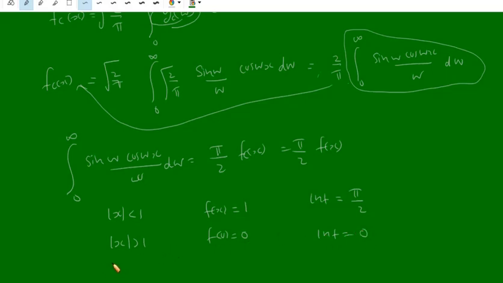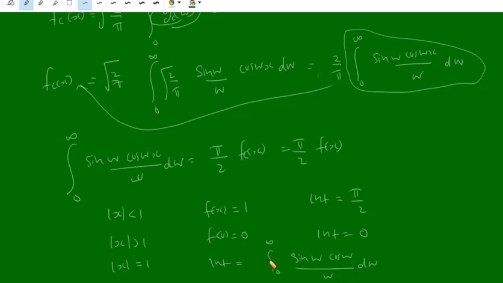Now next last part, if mod x is equal to 1, what will be the integral? This integral will be equal to integral 0 to infinity sine omega cos omega by omega d omega, where x is equal to 1, we substituted.